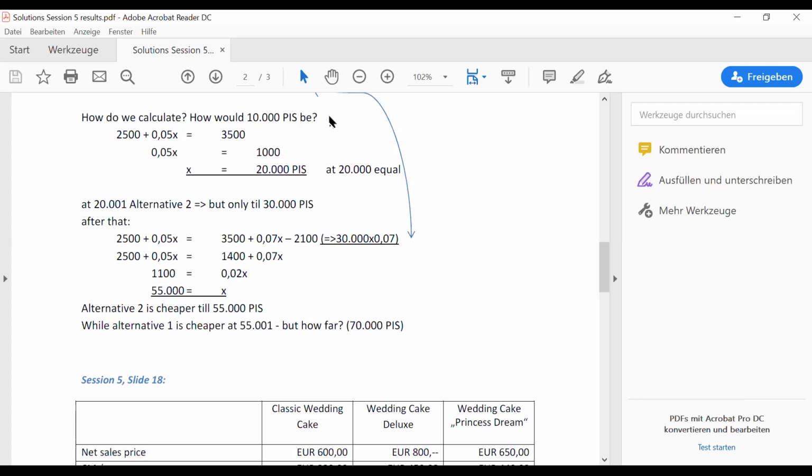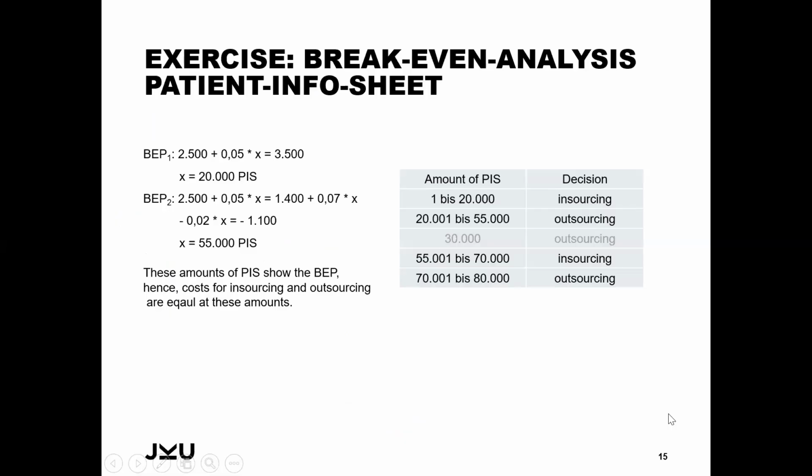And now I'm going to go back to our original screen, to the slides. That's where we are. This is how the 1,400 plus 7 cents come into play. And at last we have an X that equals 55,000 patient information sheets. Now, here's the question once more. What does that mean? That again literally means that we have yet another break-even point, namely with another function.